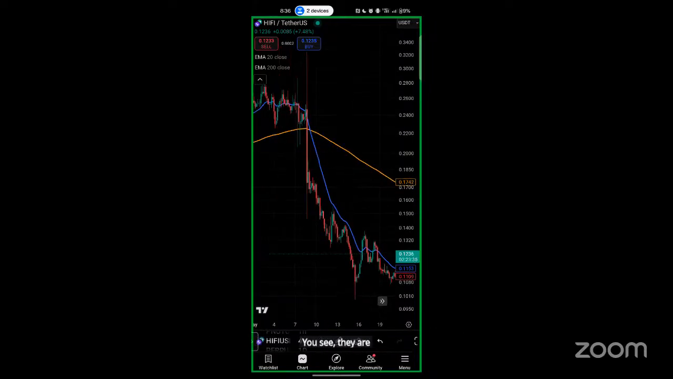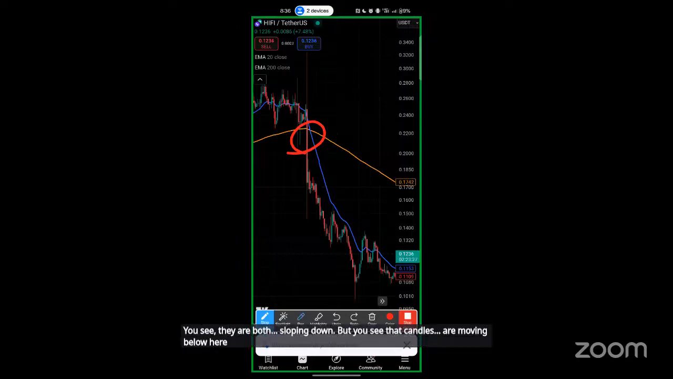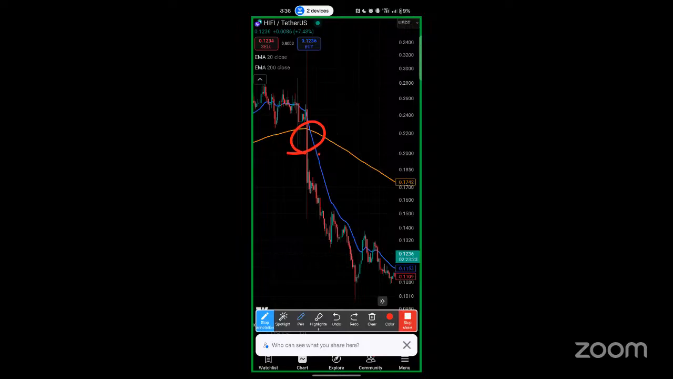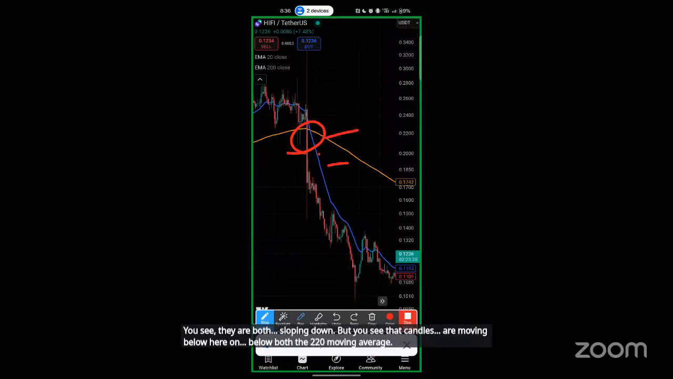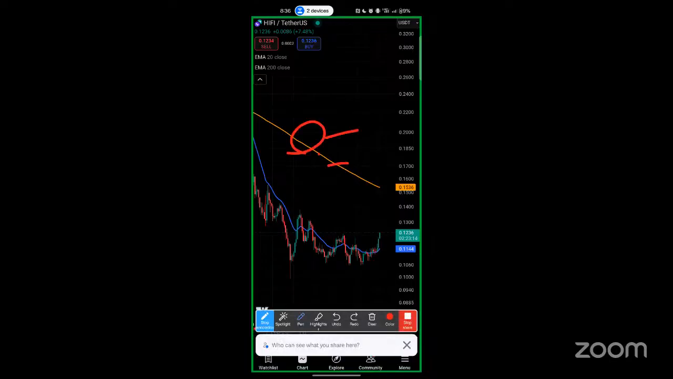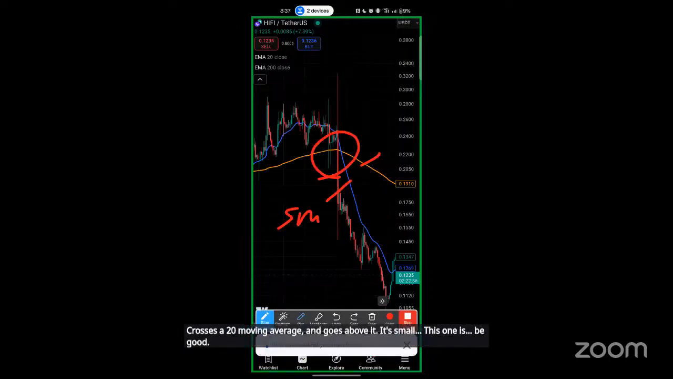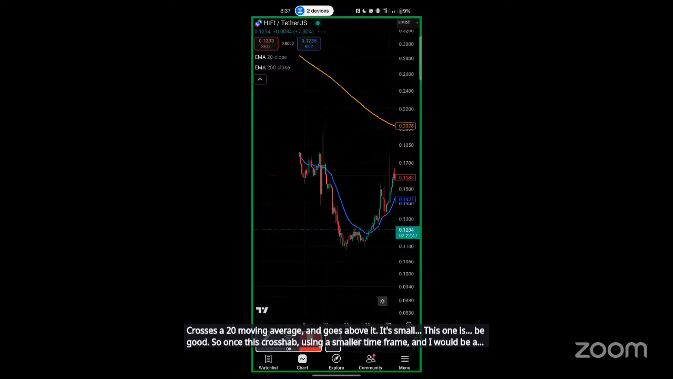You see, they are both sloping down. But you see that candles are moving below both the 200 and the 20 moving average. Just recently, we see that candles have closed, and I'm going to talk about this, above the 20 moving average. But both of them formed what we call a death cross, when the big moving average of 200 crosses the 20 moving average and goes above it. This one is smaller, this one is bigger. So once this cross happens, using a smaller time frame, I'll explain what I'm talking about.